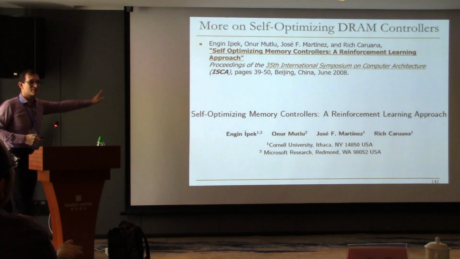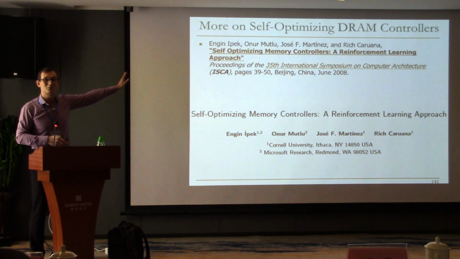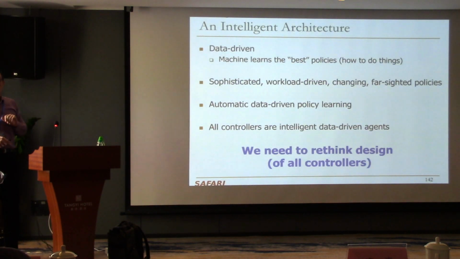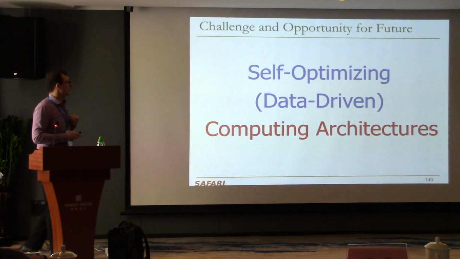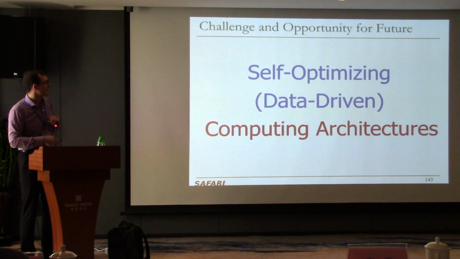Okay, so if you're interested, this was published in ISCA 2008. I'd be happy to talk about more. There's a lot more interesting things to be done. Basically, we really need to rethink the design of all controllers that we have in the system to really take advantage of the benefits. So somehow we need to enable self-optimizing or data-driven computing architectures.